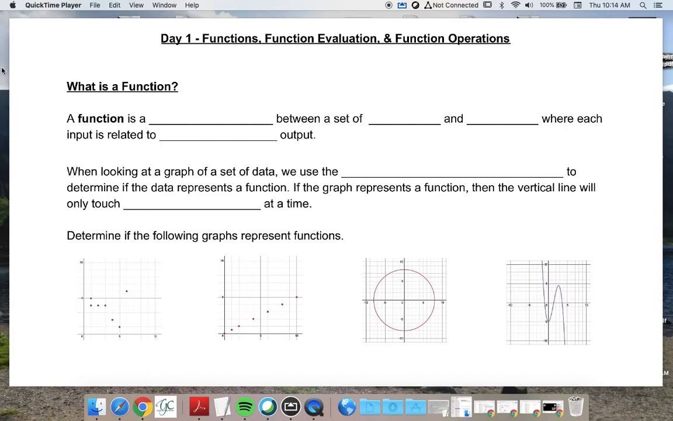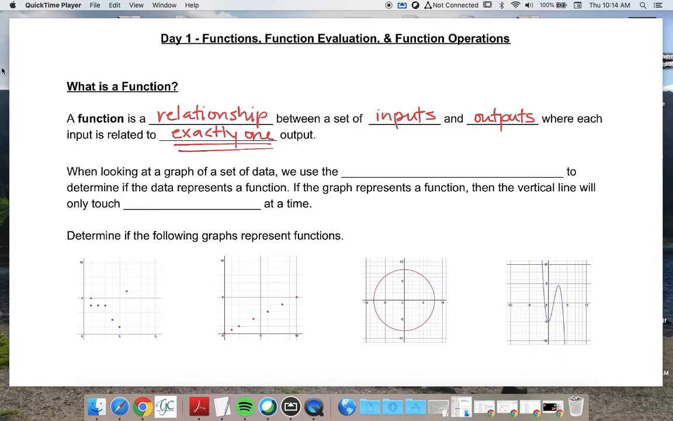So a function is a relationship between a set of inputs and outputs, where each input is related to exactly one output. And that exactly one is really important for a function.